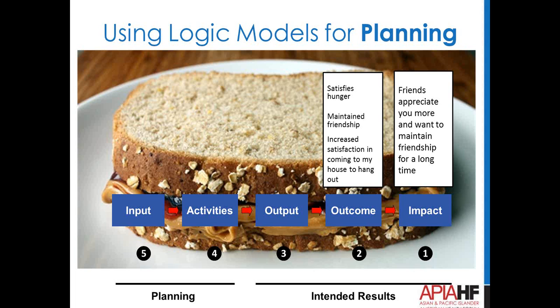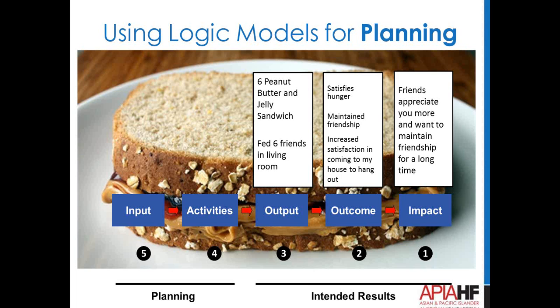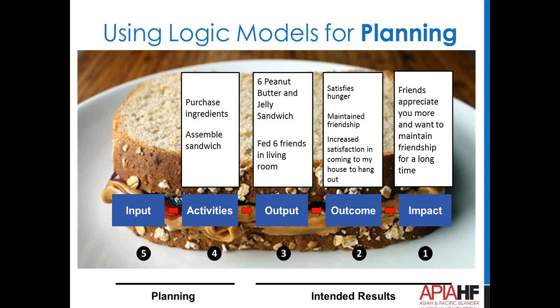So if you can click, what are my outputs? How can I satisfy their hunger? I can feed them. I can feed them 6 peanut butter sandwiches while they are at my house. How will I be able to get to these outputs? If you could click again, that leads to the activities, right? It's the purchasing of the ingredients, it's the assembling of the sandwich.